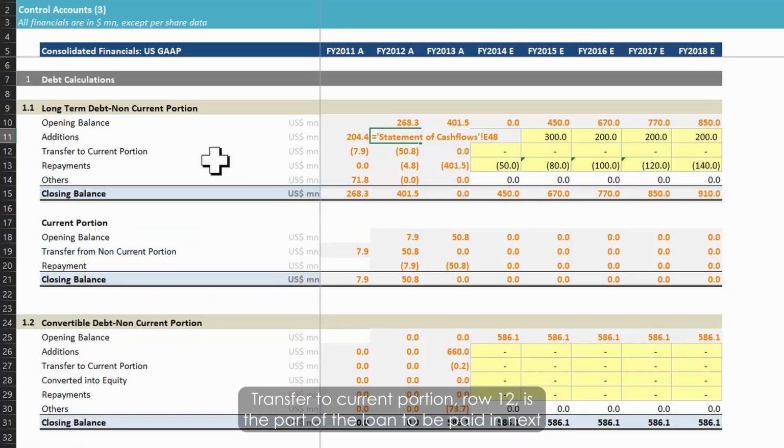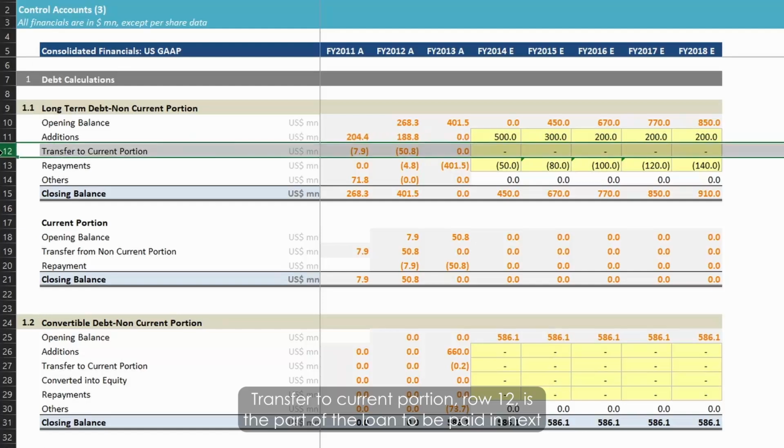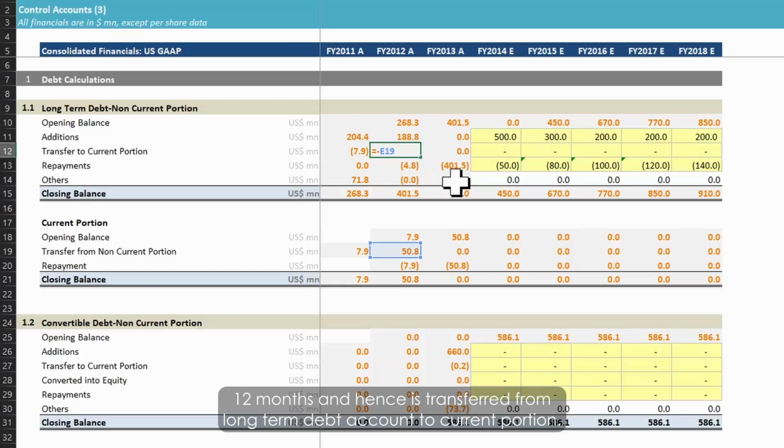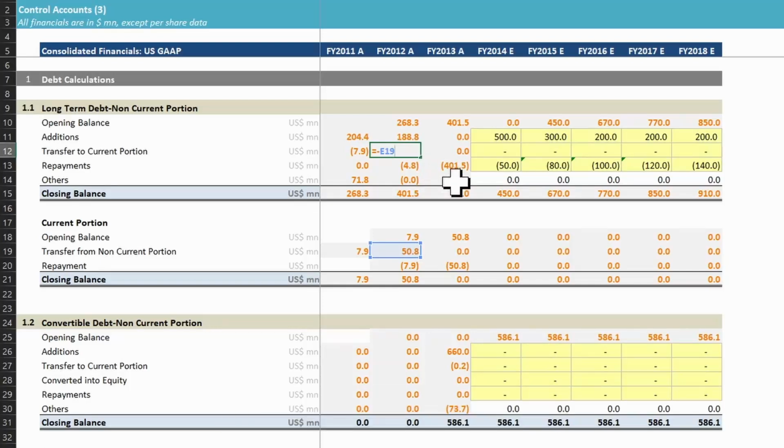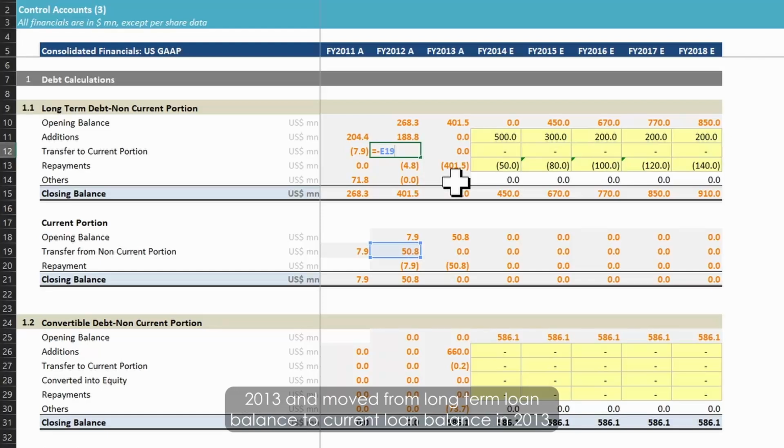3. Transfer to current portion, row 12, is the part of the loan to be paid in next 12 months and hence is transferred from long-term debt account to current portion. For instance, loan to be paid in 2014 will be marked as current portion in 2013 and moved from long-term loan balance to current loan balance in 2013.